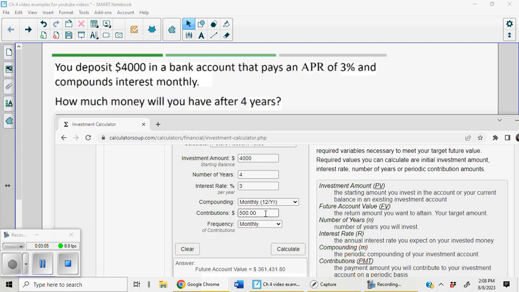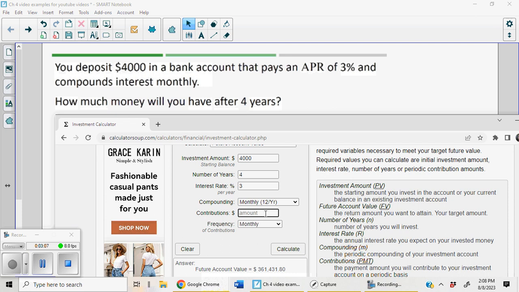And then the contributions, that is if we were depositing money periodically. We'll look at another example later about that. So contributions in this case is 0. Because one time at the beginning, we put $4,000 in the bank. And then we just let that sit, earning interest, with no additional contribution. So be sure to put a 0 right here.